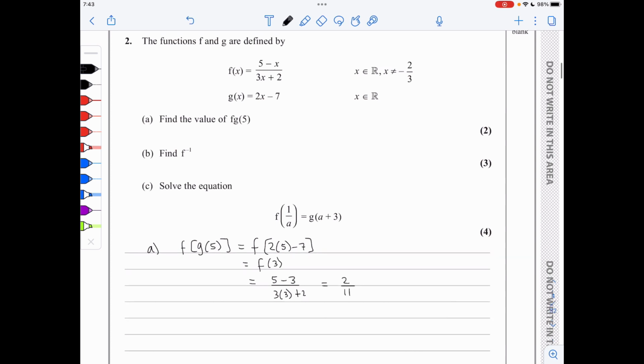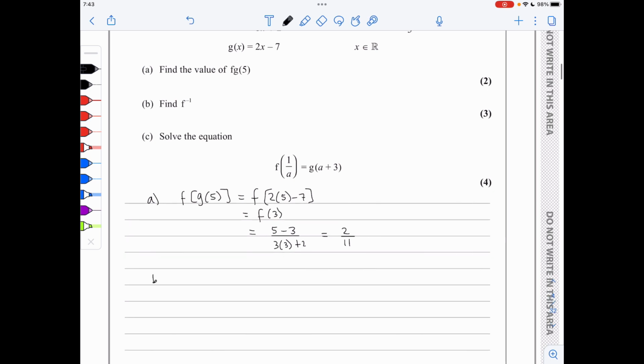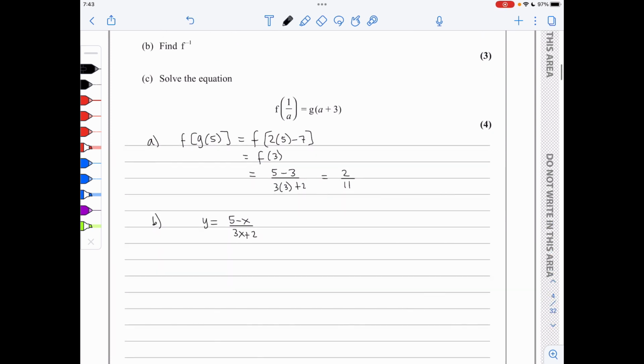In B, we need to find the inverse of f. So we start by writing y = (5 - x)/(3x + 2). We will then interchange x and y, leading to x = (5 - y)/(3y + 2). And then the objective is to make y the subject.